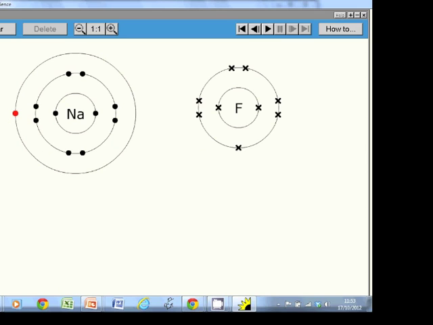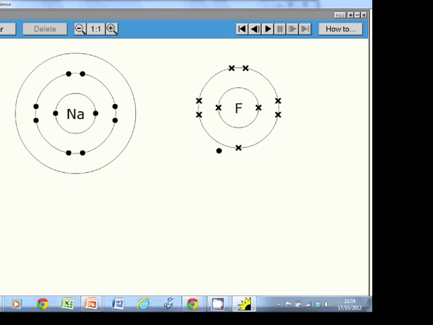However, because this electron here is further away from the sodium nucleus, remember it's the positive charge of the nucleus that holds the negative electron in place. Because it's further away, and also because there's the shielding effect of 2 shells in between this outer electron and the nucleus rather than just the 1 shell for lithium, it's a bit easier for this electron to be lost, and so therefore sodium's a bit more reactive than chlorine.